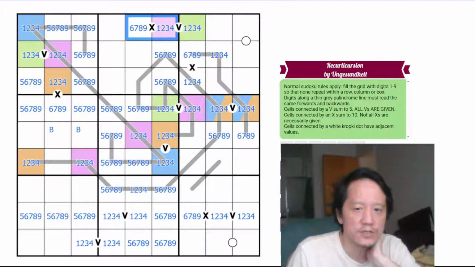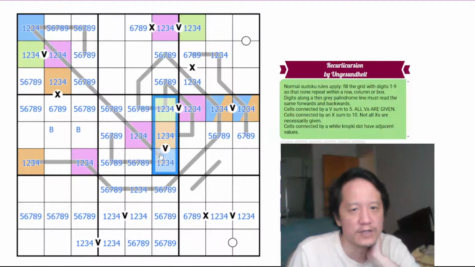So we match. This is the way I like doing anything with XVs, where you know all the Vs are given. You know these must match, because these add up to 10. This can't be pink, orange, or green, so this must be blue, which forces this to be a blue high.